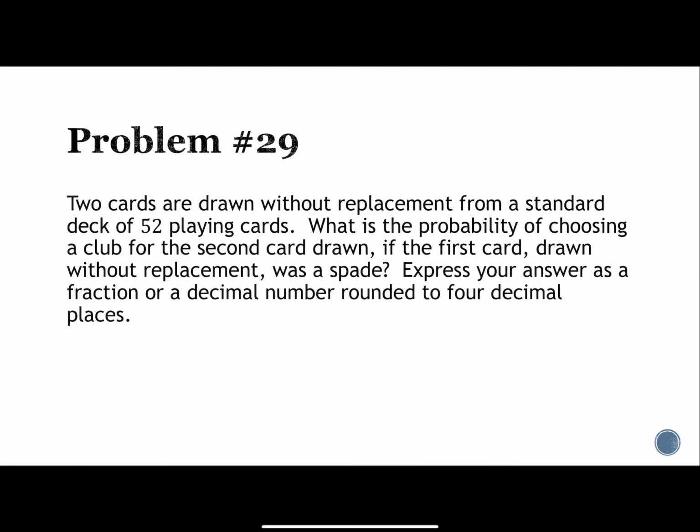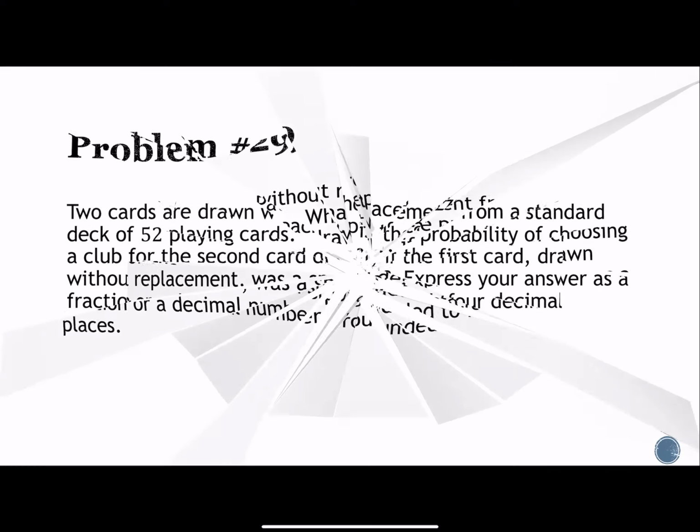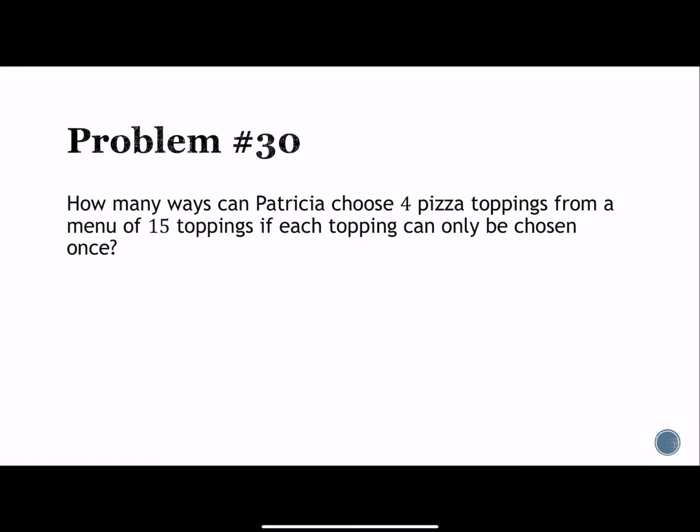What's the probability of choosing a club for the second card drawn if the first card drawn without replacement was a spade? This is conditional probability. Make sure you're circling and highlighting that word if. Very, very sneaky. Okay, very powerful word, conditional probability. And that was Chapter 4.